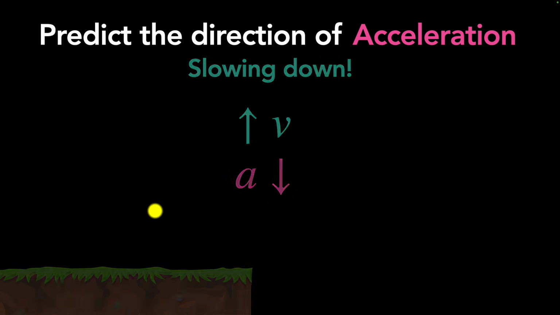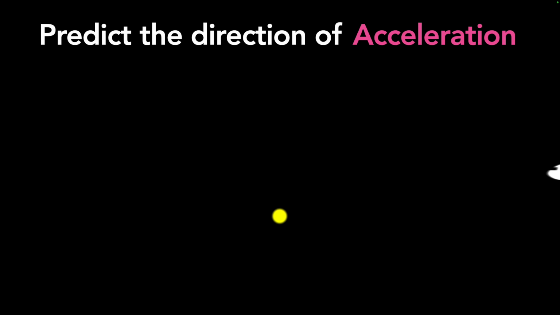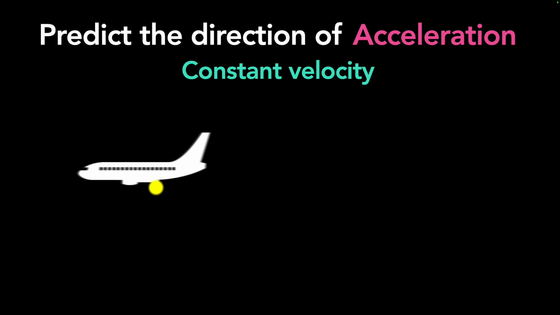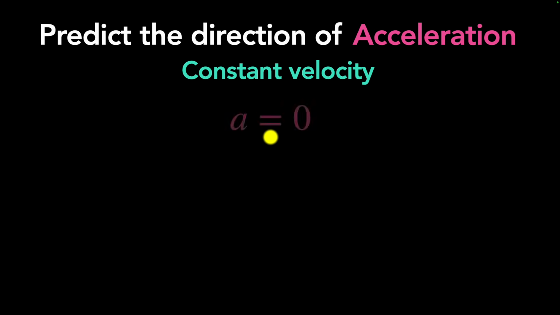Okay, here's the next example. We have an aeroplane that is cruising to the left at a constant velocity. What's the direction of the acceleration? Well, it's moving at a constant velocity, which means there is no change in velocity. If there's no change in velocity, there is no acceleration at all. Acceleration is zero. There is no acceleration, there is no direction. It was a trick question.